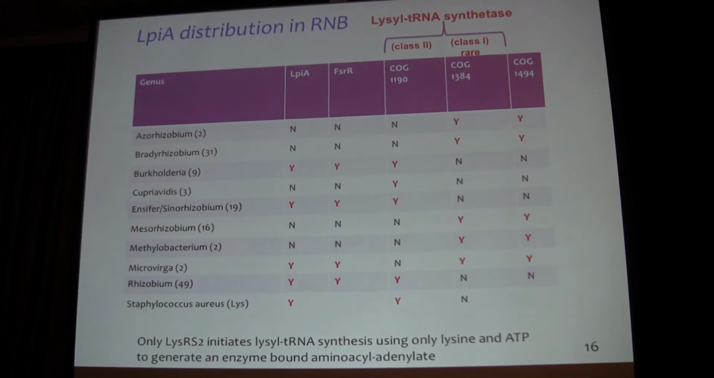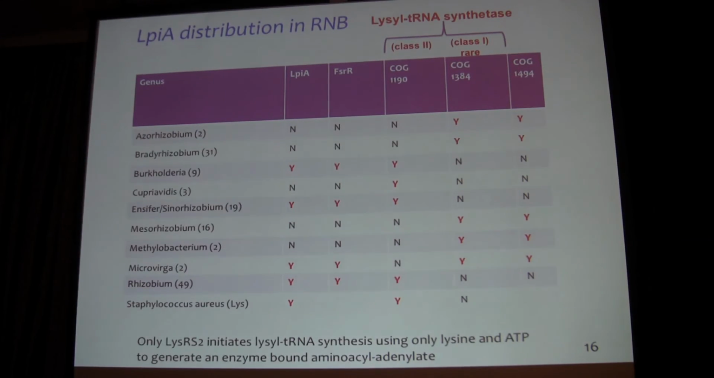What we've done then is to actually look at matching any other COGs that are present from the genome data, and we found one COG which aligned perfectly with the presence of the rare form of this lysyl tRNA synthetase. This COG is 1494, and you can see an absolute correlation in all of these genomes that we've sequenced for the presence of this COG when you have the presence of that rare form of lysyl tRNA synthetase.